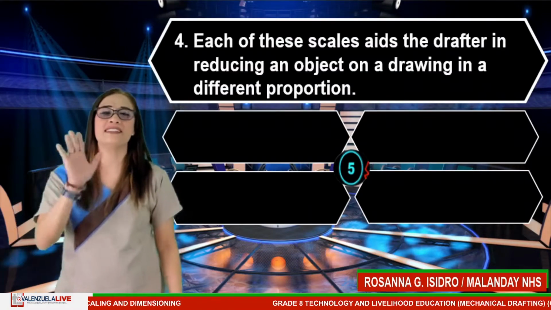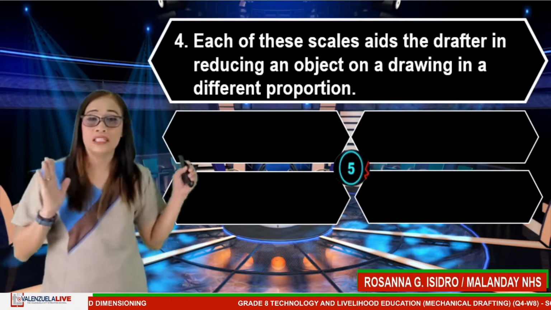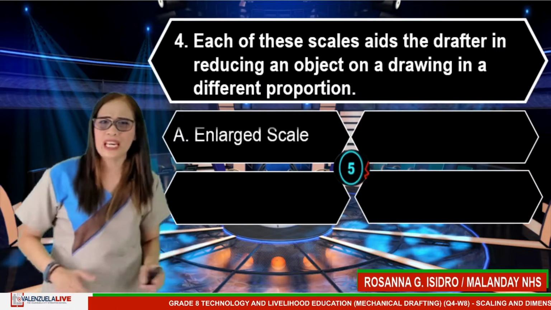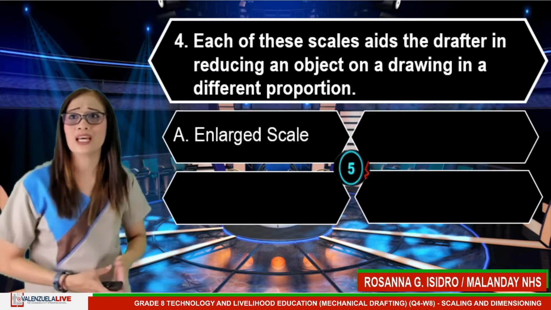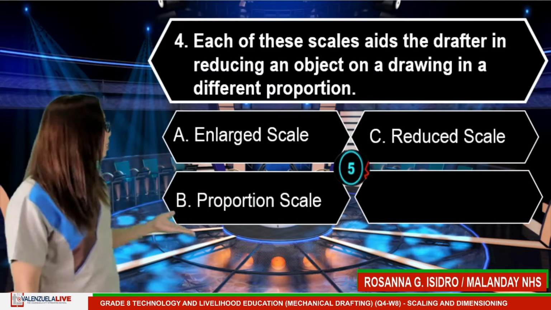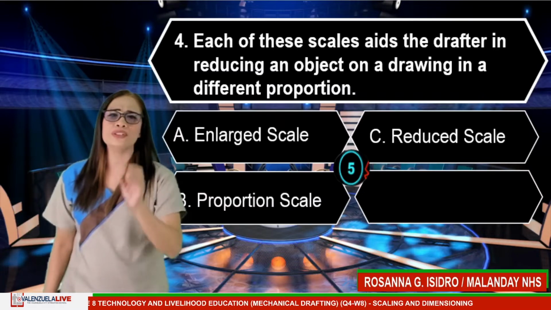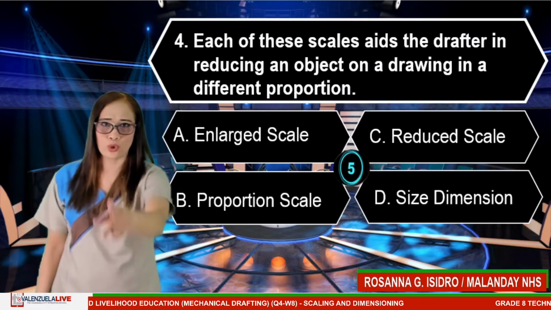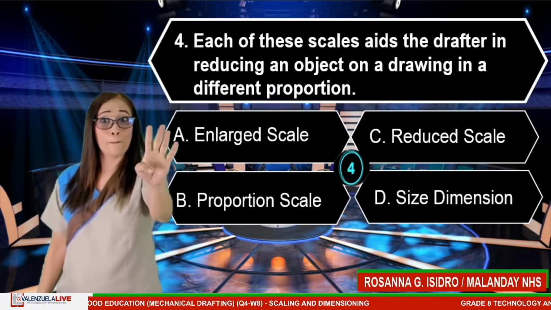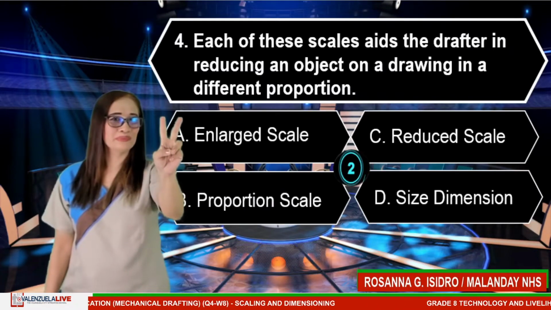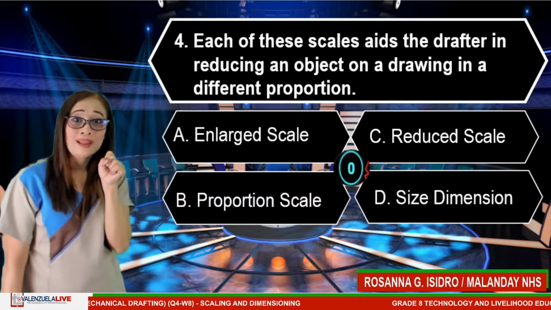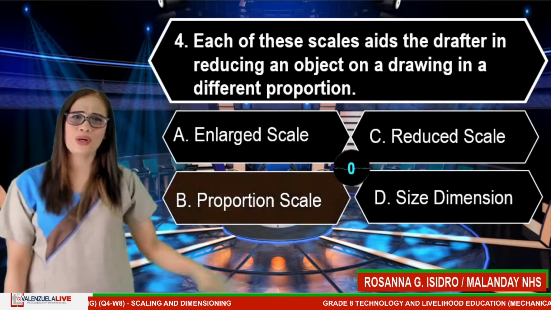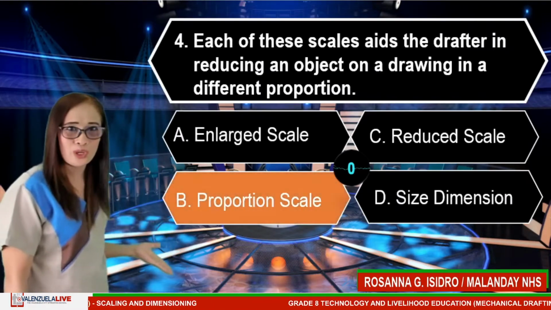Number four. Each of these scales is used in reducing or enlarging an object on a drawing in a different proportion. It is letter A, enlarge scale. Letter B, proportion scale. Letter C, reduce scale, or letter D, size dimension. Your time starts now. Oh, time's up. If your answer for number four is letter B, proportion scale.